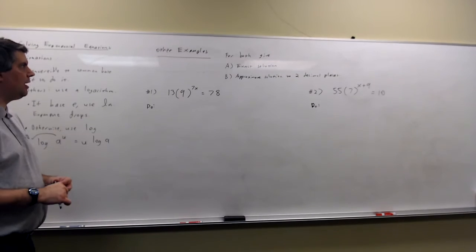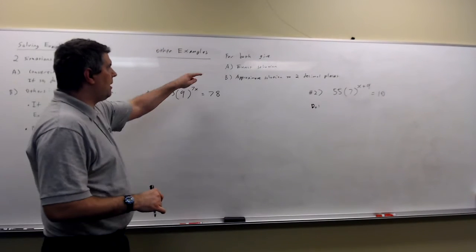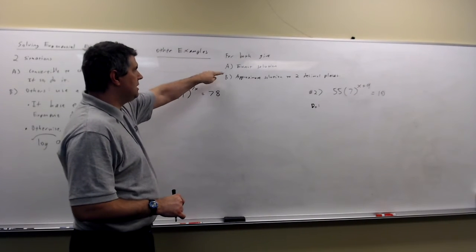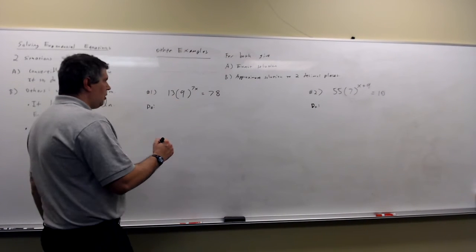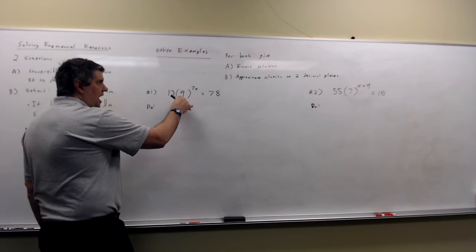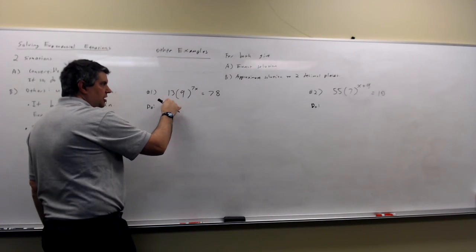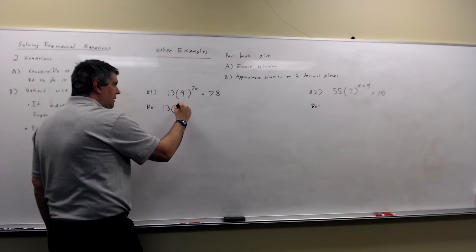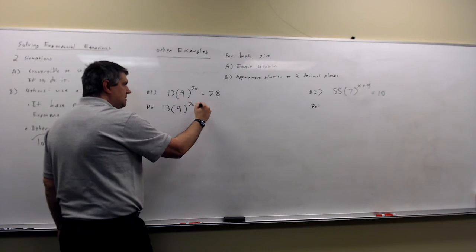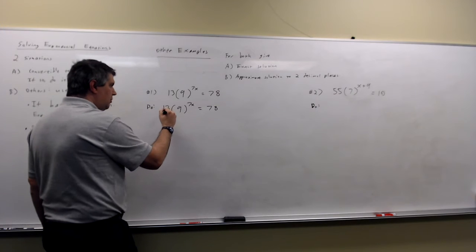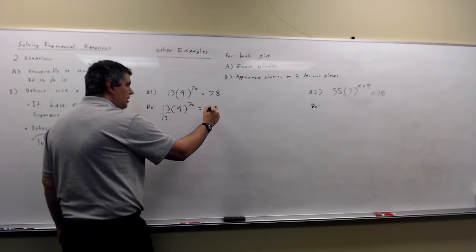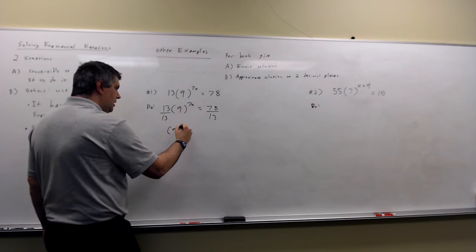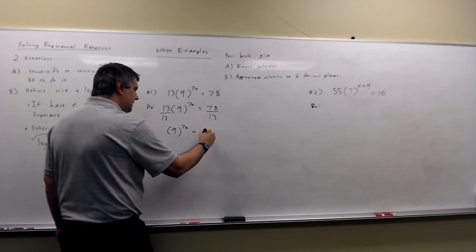I have two more examples here. For both of them, I'm giving the exact solution, and then I'm approximating it to 2 decimal places. So we'll start with this one. This is 9 to the 7x power times 13. That's equivalent to 78. So the first thing we have to do is isolate the exponent base. So I'll divide off the 13, and I end up with 9 to the 7x power is 6.